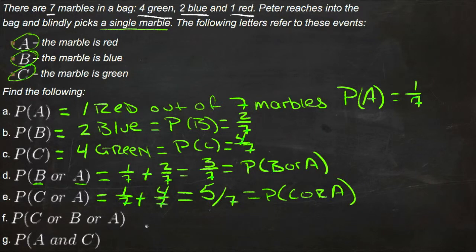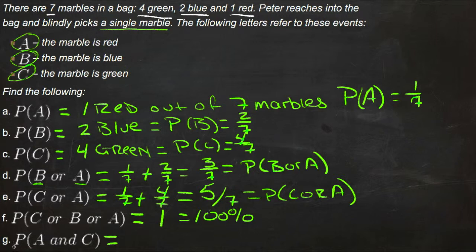The probability of A, B, or C, well, this one's easy because there's only 3 possibilities. A, B, and C are all the probabilities we have. So the probability of A, B, or C is just going to be 1. It's going to be 100%, because if he's picking a marble, he has to pick one that's green or blue or red. Those are the only colors that there are.